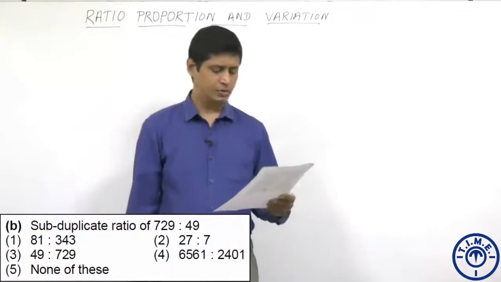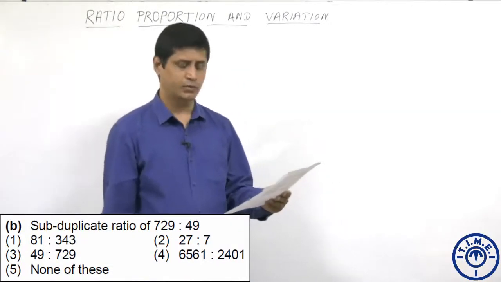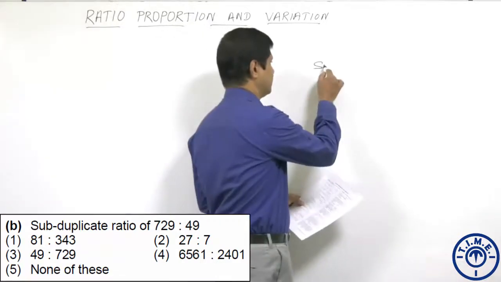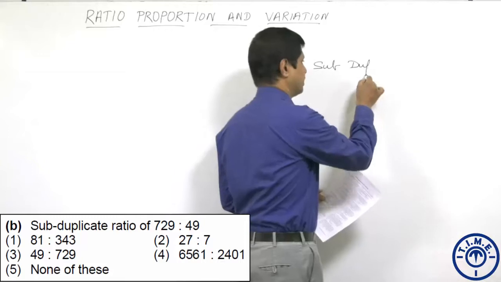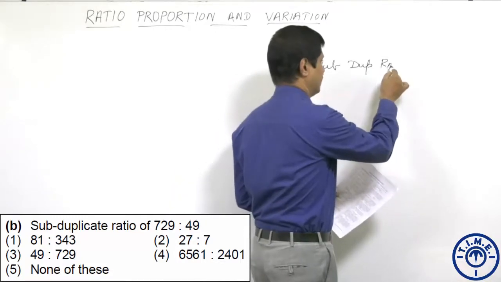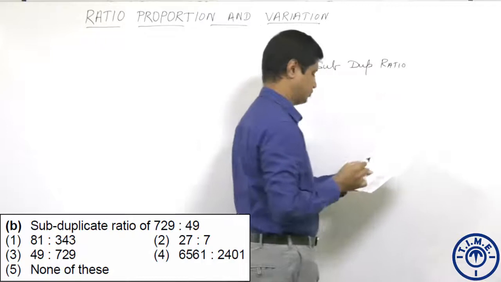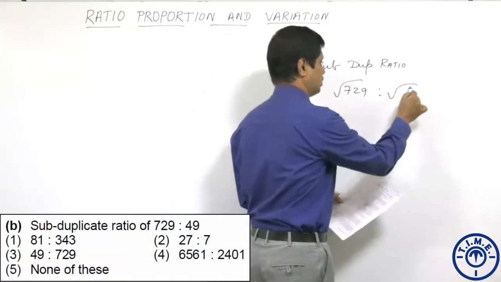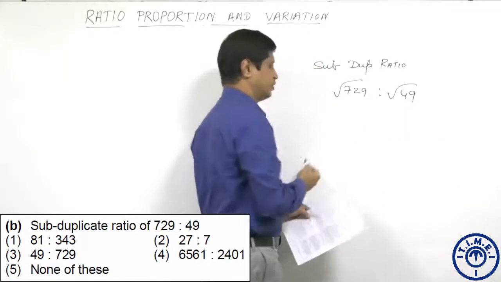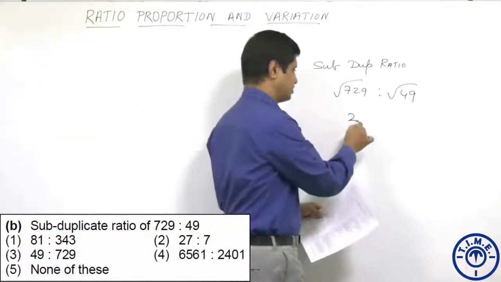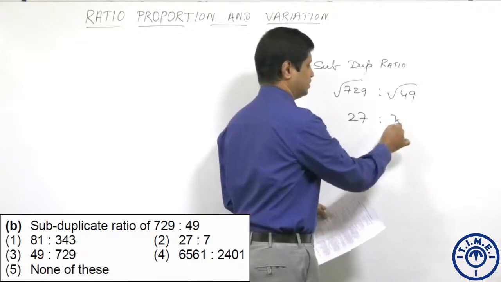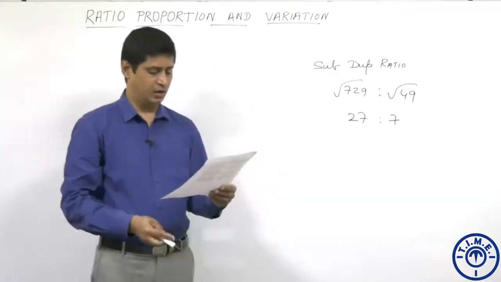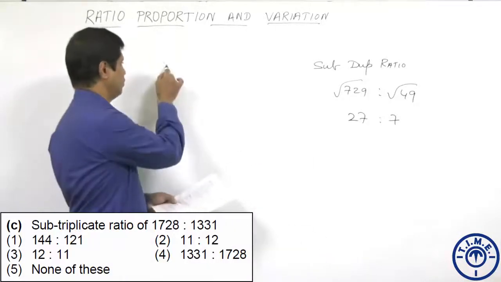Option 2. Now similarly, a sub-duplicate ratio of 729 and 49. A sub-duplicate ratio means we need to find the square root of 729 and square root of 49. So the square root of 729 is 27. Now 49 means it is 7. Now what is the right choice? Option 2.